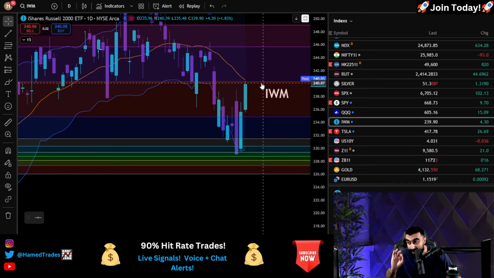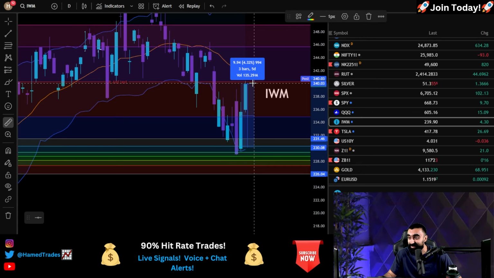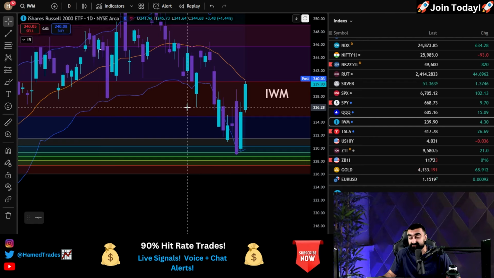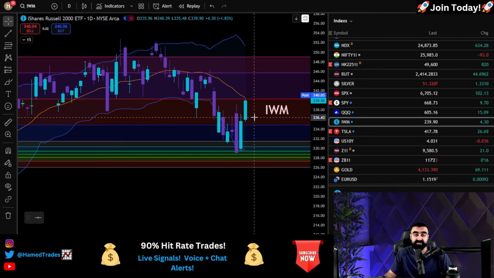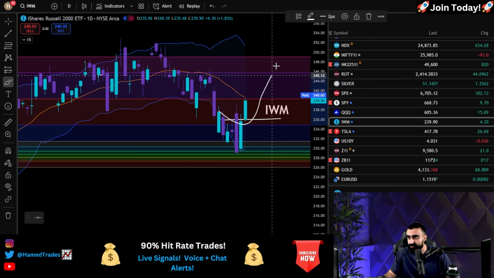The IWM stopped right at resistance here at 240. That's okay. We had a huge bounce in the past couple of days. It's up almost 5% in the past couple of days. So now the IWM essentially needs to hold above 236, 237 for a continued move to the upside. Very simple. That's really it for the overall stock market.